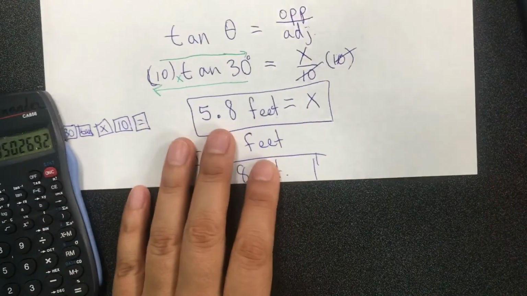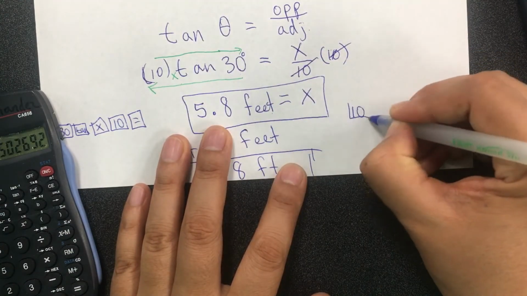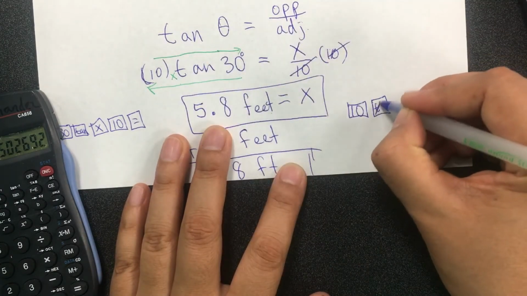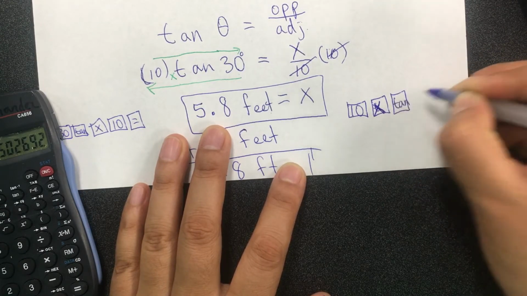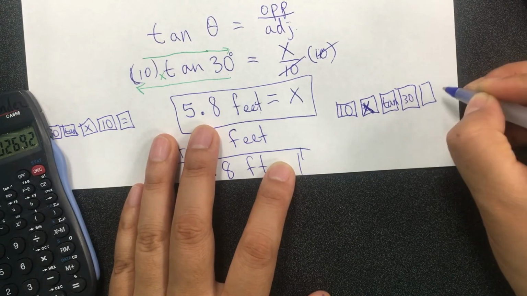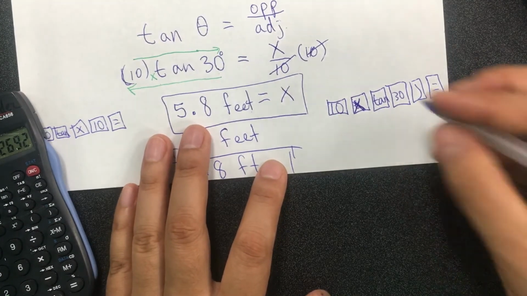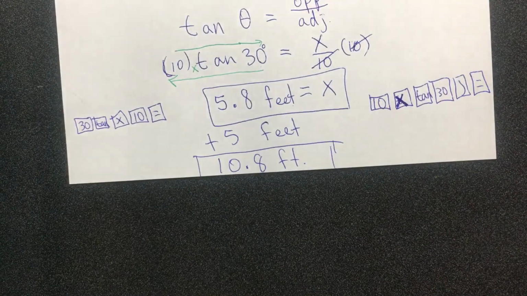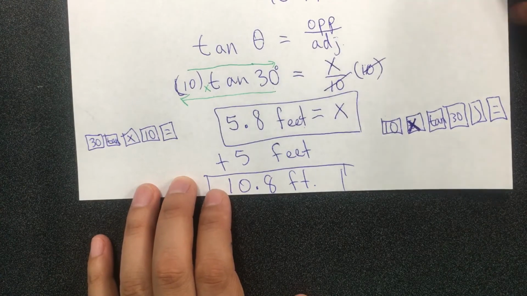With this calculator, in the order that it is, 10 times, sorry, times tangent 30, close parentheses, equal, okay? So those are the two different types of calculators, and let's do one more. Pause it if you need to copy it down.